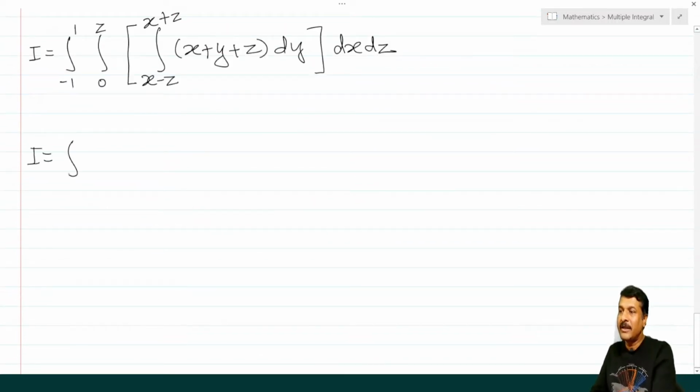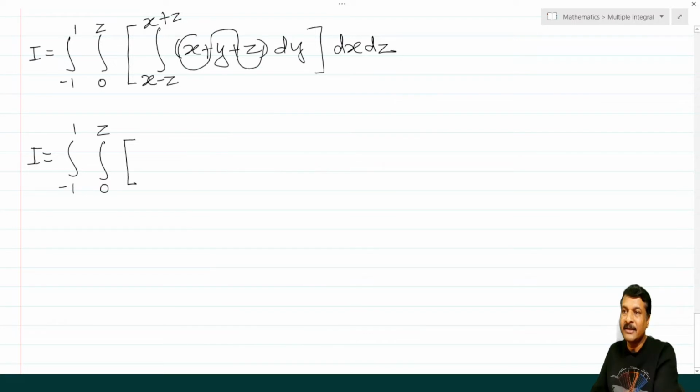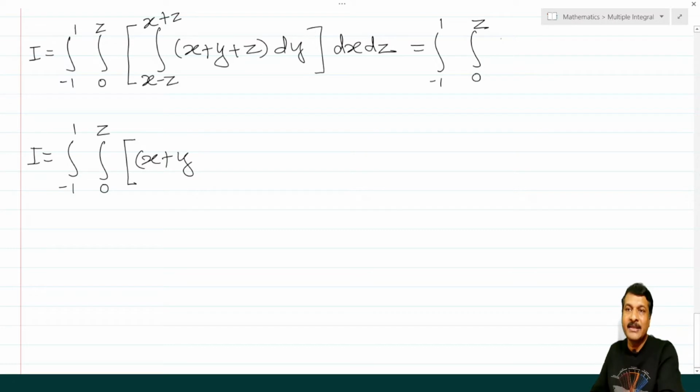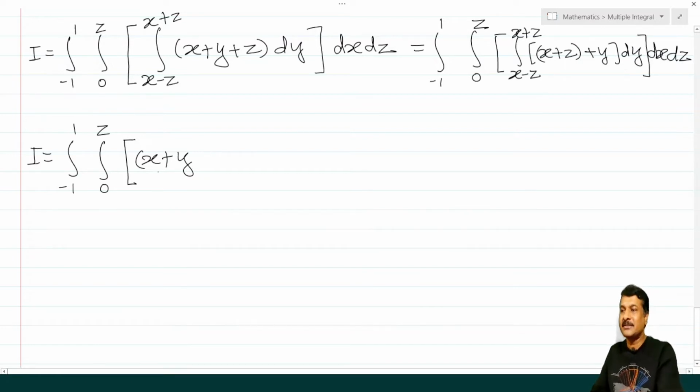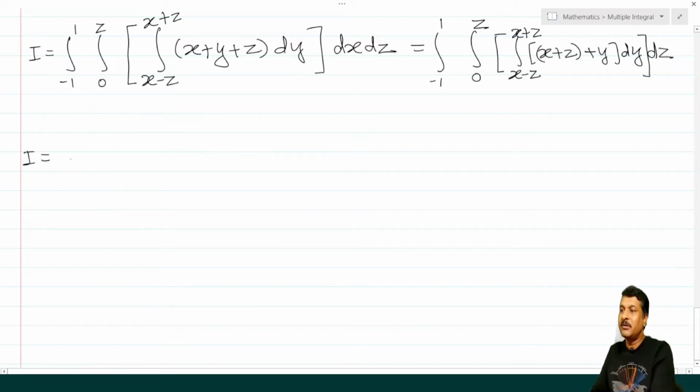And that is why I am getting I equal to integration from minus 1 to 1, integration from 0 to z, and here note that x plus z is a constant with respect to y. So that I can consider x plus y. Or if you want, you can write here for simplicity integration 0 to z, and here inside integration x minus z to x plus z. Here I can write x plus z together because it is a constant, plus y into dy, and outside dx dz as it is.